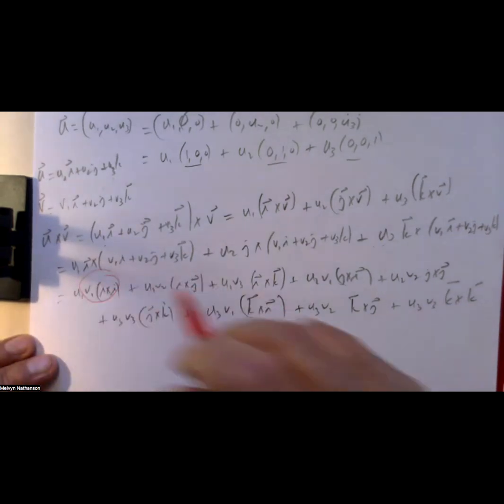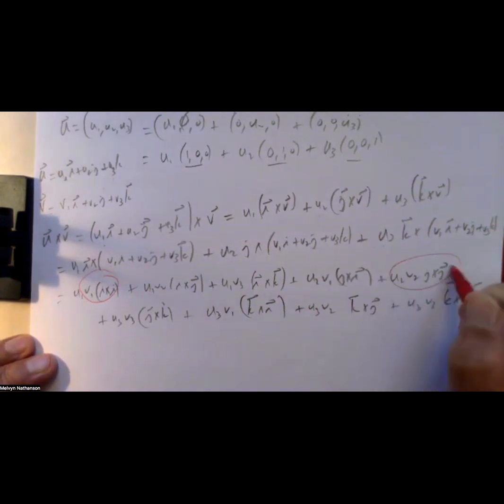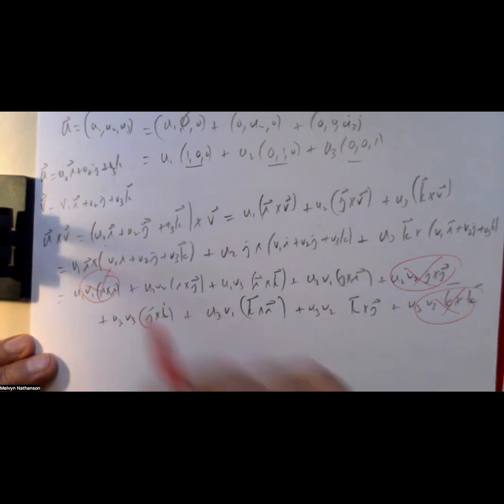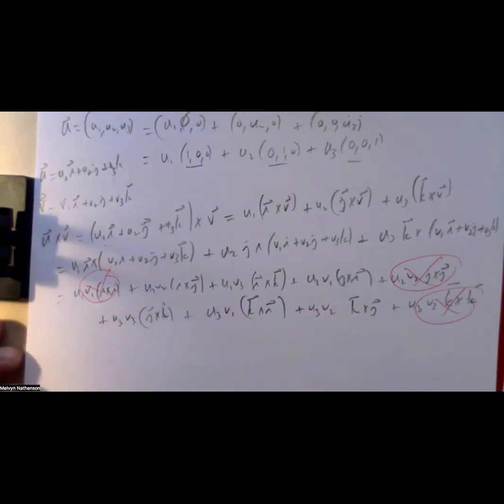Now, we already observed that the cross product of two vectors that are parallel is 0. In particular, if you take the cross product of a vector with itself, it's 0. So i cross i, j cross j, and k cross k, these are just the 0 vectors. That disappears. So what do we have left?